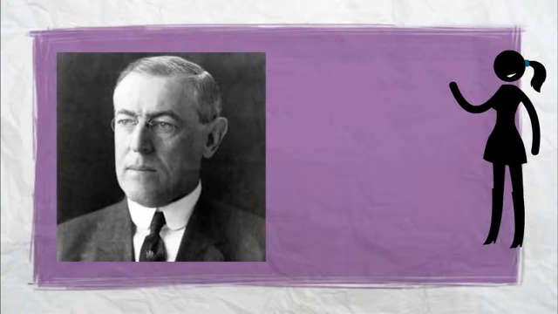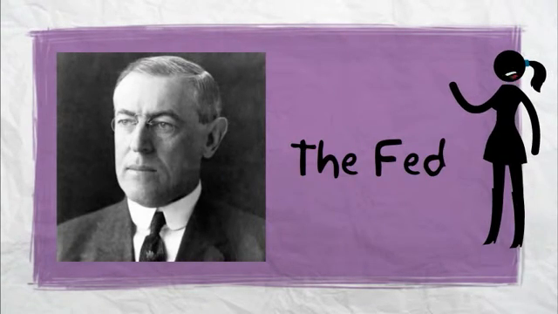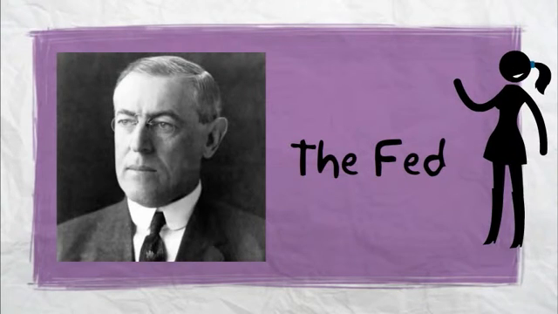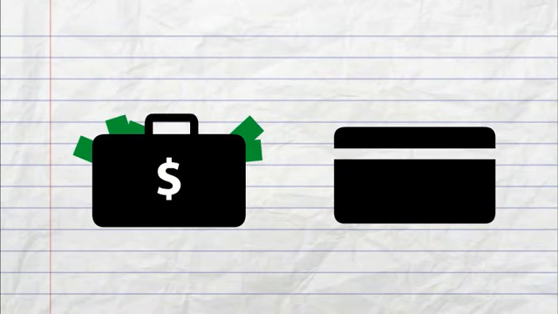This act created the Federal Reserve System, also known as the Fed, an independent organization with some governmental oversight. The Fed oversees the nation's system of money and credit and is broken down into three branches.